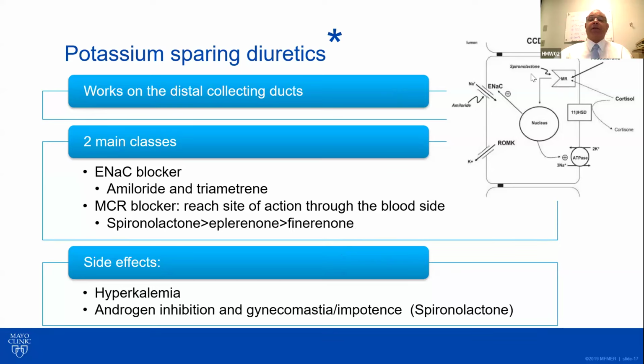Because they act at the distal nephron, they can cause hyperkalemia by preventing potassium secretion. And they also have the side effects of gynecomastia and impotence, especially with spironolactone. The others don't have this side effect.